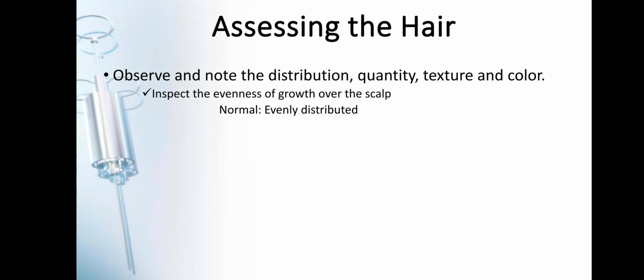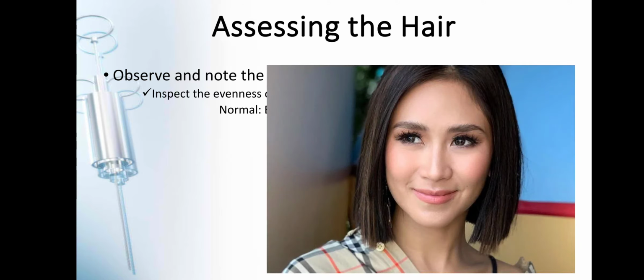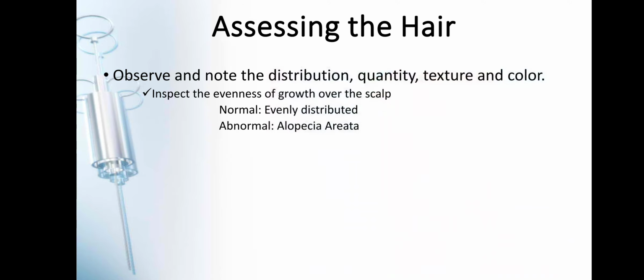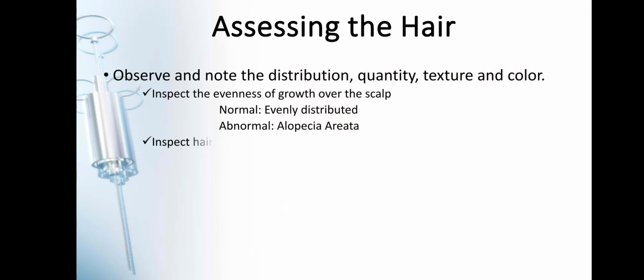First is observe for and note for the distribution, quantity, texture, and color. Inspect the evenness of growth over the scalp. So, normal is evenly distributed. Yan, si Sarah G, ang kanyang buhok. Mga abnormal naman is alopecia areata. So, alopecia areata yan. May mga patches po sa ating scalp na walang hair o hindi tinutubuan ng buhok. Okay, so you take note niyan, abnormal po yan siya.